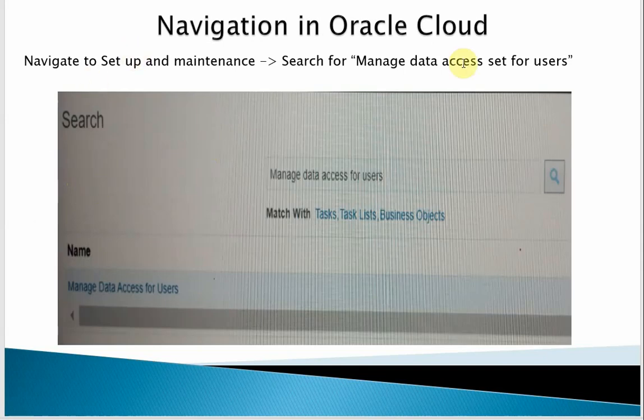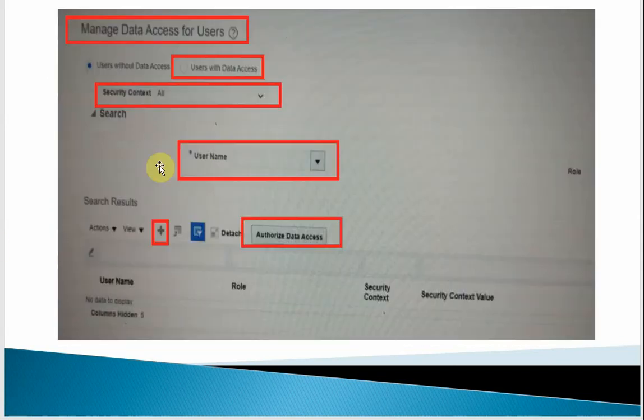Now, in order to navigate and set up data access for users, we have to navigate to Setup and Maintenance, and then search for the task Manage Data Access for Users. So you will be directed to this page, Manage Data Access for Users. Here you can see users with data access and users without data access. These two radio buttons, you can select any one of these.